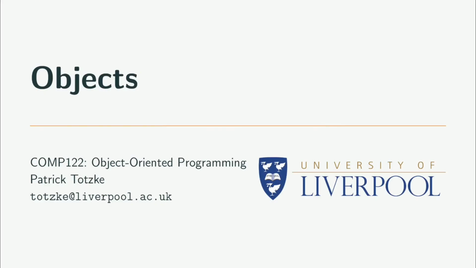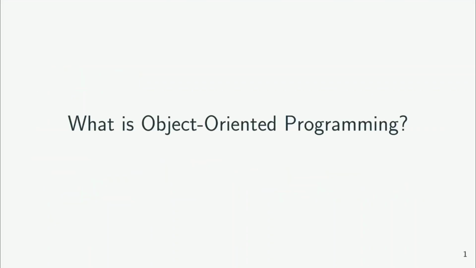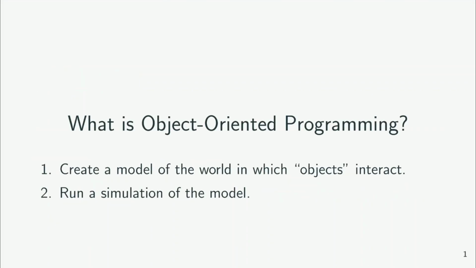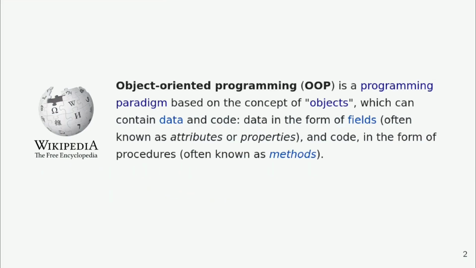Let's have a look at the notion of object and the idea behind object-oriented programming that is such a powerful and successful metaphor in software engineering that we teach this in year one of your program. So what is object-oriented programming? Well, it's the idea that you program by creating a model of the world in which objects interact, and then you run a simulation of that model to bring it to life.